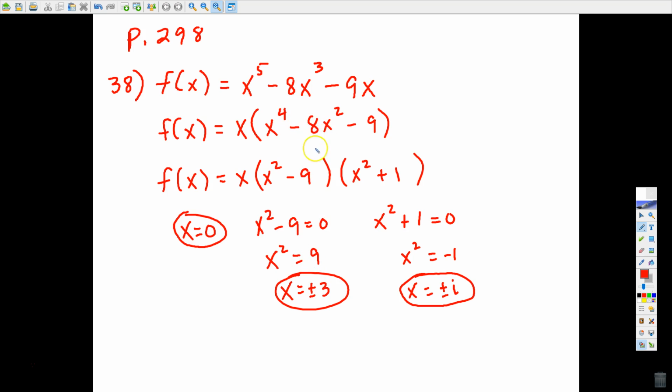You could have used the rational root test and gone through the synthetic division process, but it's much easier to get it through factoring if factoring is possible. So that's a quick answer to number 38.